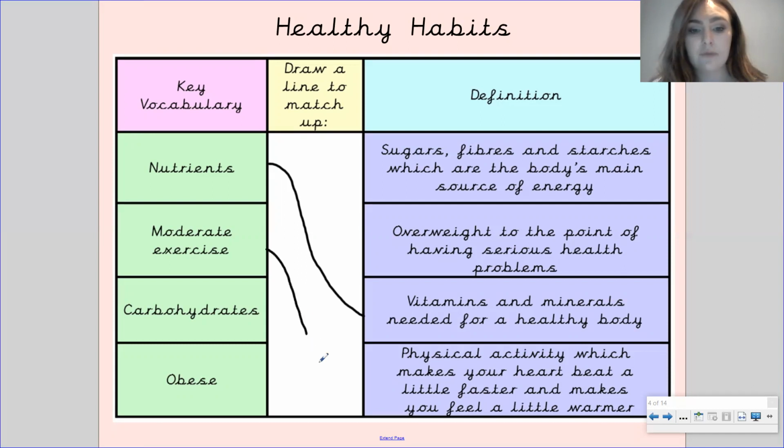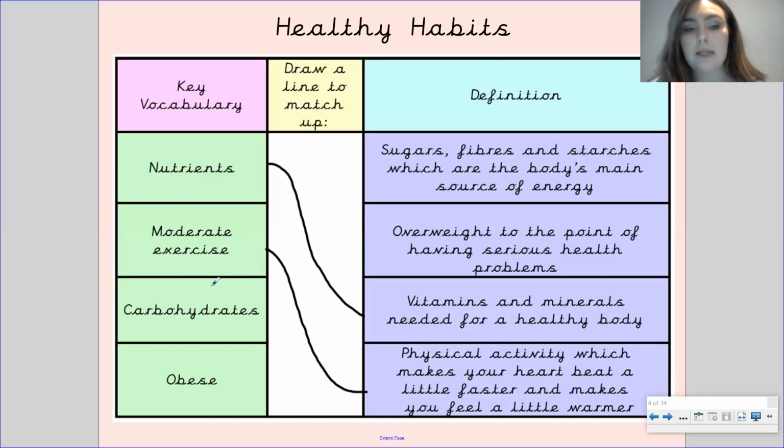Well done if you said that moderate exercise is physical activity which makes your heart beat a little faster and makes you feel a little warmer. Okay, let's have a look at the next one. Carbohydrates. So my turn, your turn. Carbohydrates.